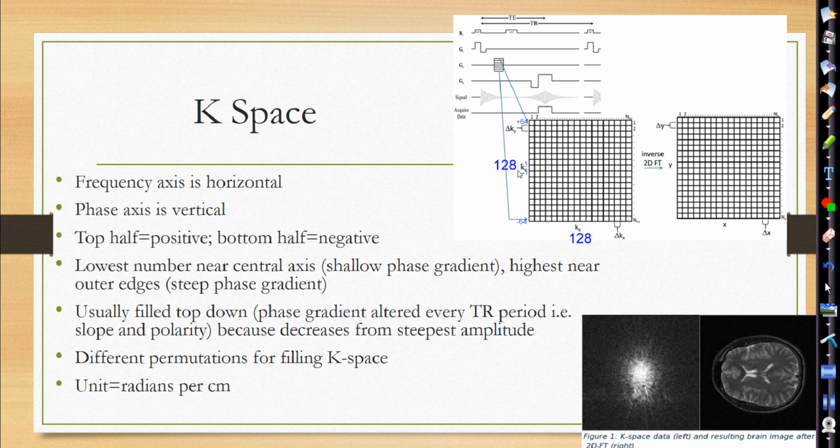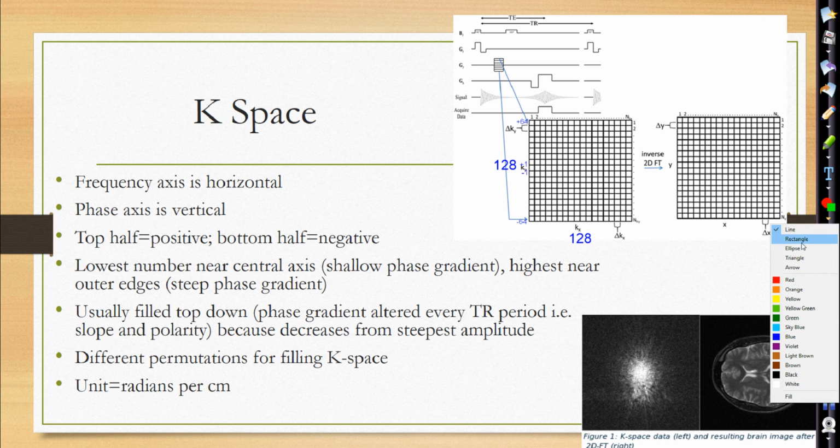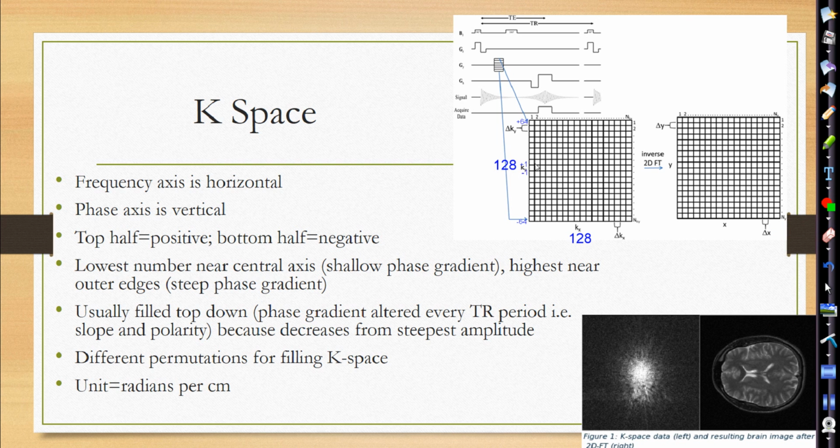So your rows start from the middle and they go out. And that is associated with your phase shift. So, what do you think fills the middle of K-space in terms of your phase encoding gradient? A steep or a shallow phase gradient? What do you think? A shallow. So the middle of K-space is associated with a more shallow phase encoding gradient. And to fill the outer portions of K-space, you have to select a steep phase encoding gradient.